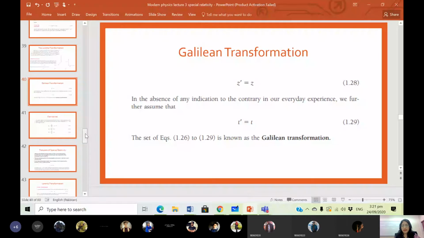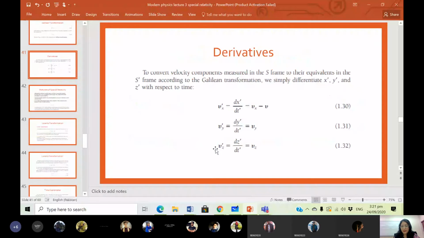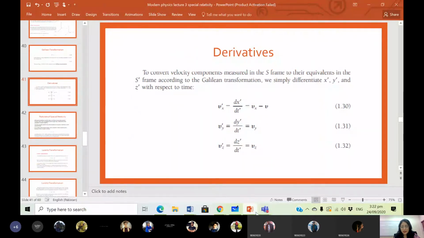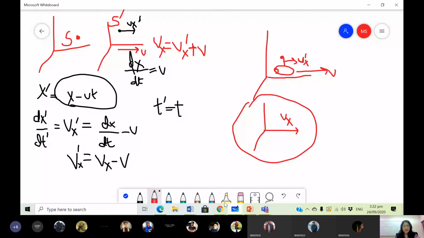So that was that, and now we are taking derivatives. We simply differentiate, and we get the same thing back. We get this equation, which makes sense to us because of the example that I told you. So vx will be vx dash plus v. If you rearrange this formula, you will get vx dash is equal to vx minus v. ये सबको समझ में आ रहा है?